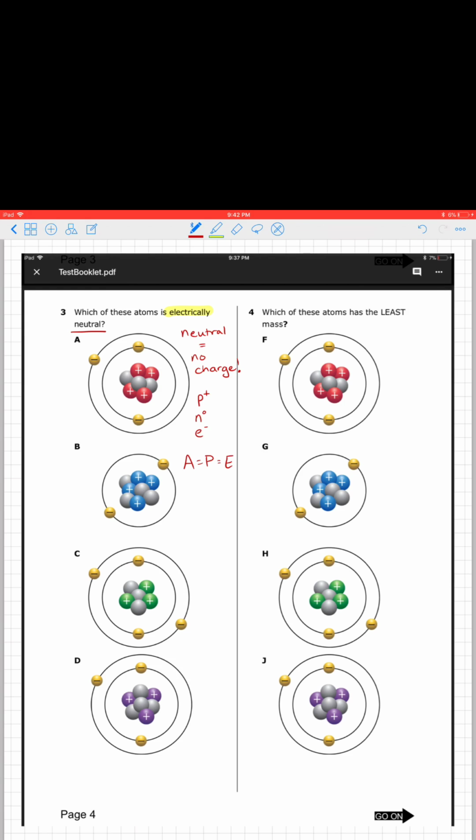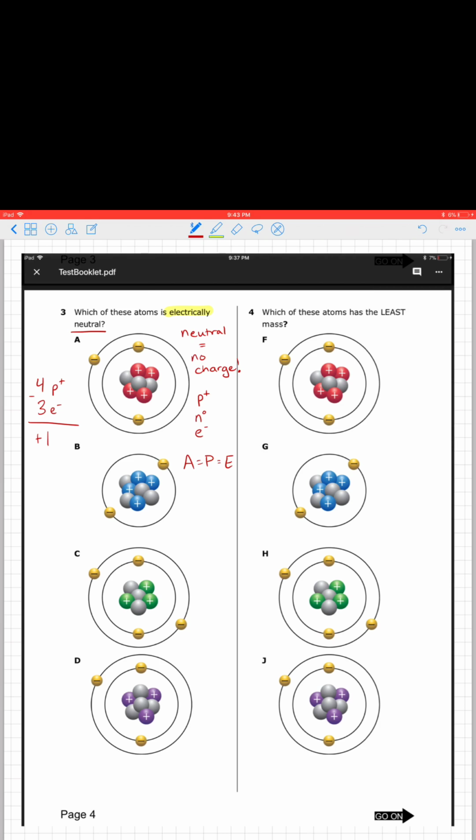The atomic number equals the number of protons, which equals the number of electrons. So for our answer choices, if we look at A, we have 4 positive protons and we have 3 negative electrons, which means that if we looked at our overall charge, it would be 4 positives and 3 negatives, so that would give us an overall charge of +1. So this one is not neutral because we have a charge that is not 0.